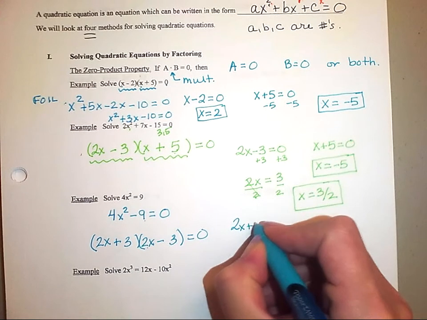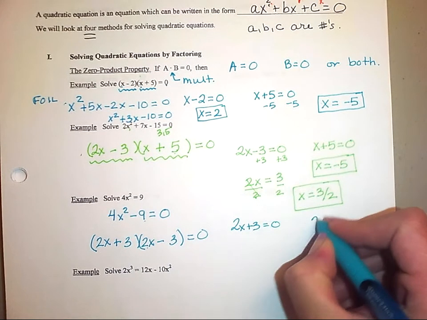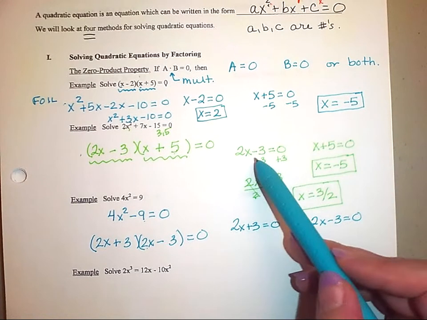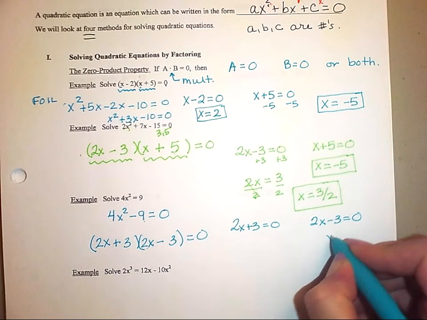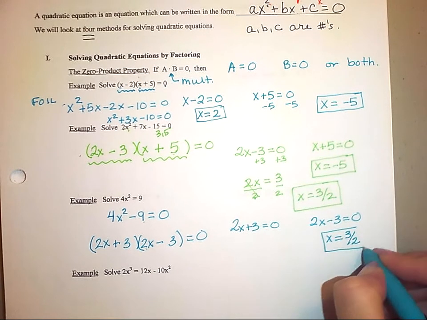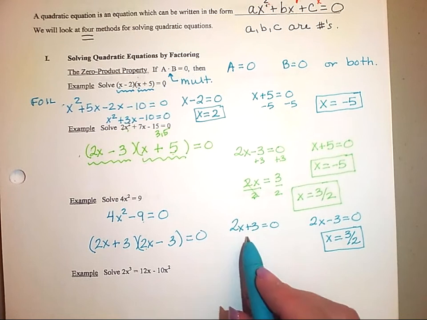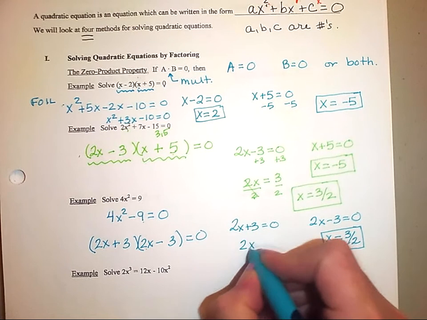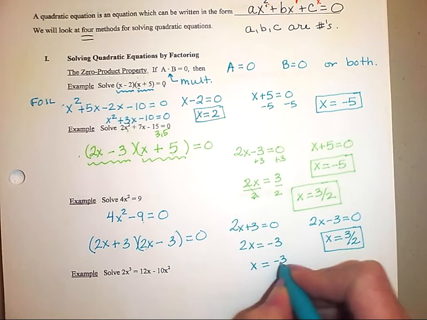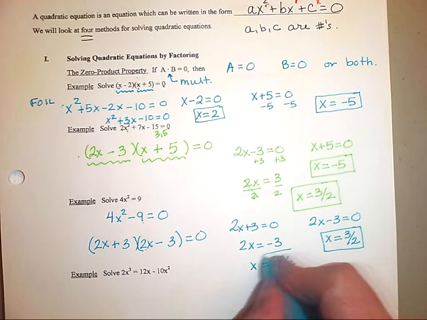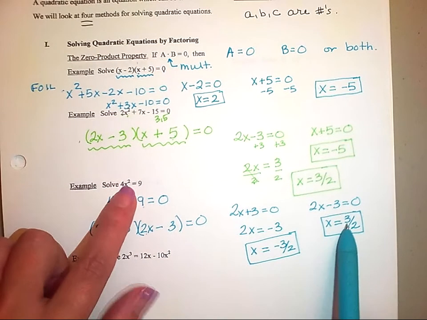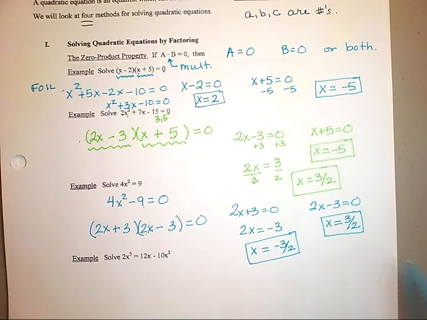So it's either that 2x plus 3 equals 0, or 2x minus 3 equals 0. We just solved 2x minus 3 over here. We had to add 3 to both sides and then divide by 2. In this case, we'll subtract 3 from both sides and then divide by 2. So again, second degree equation and two different answers.